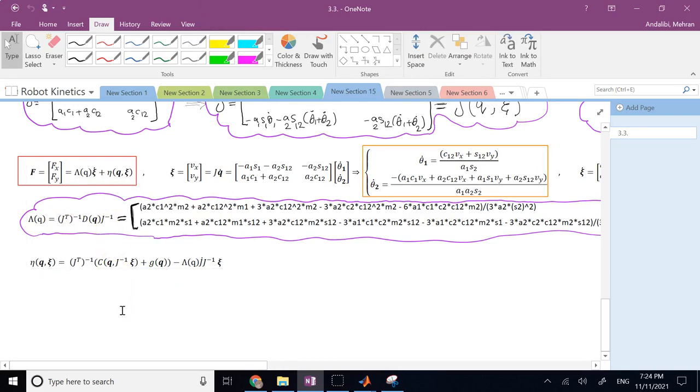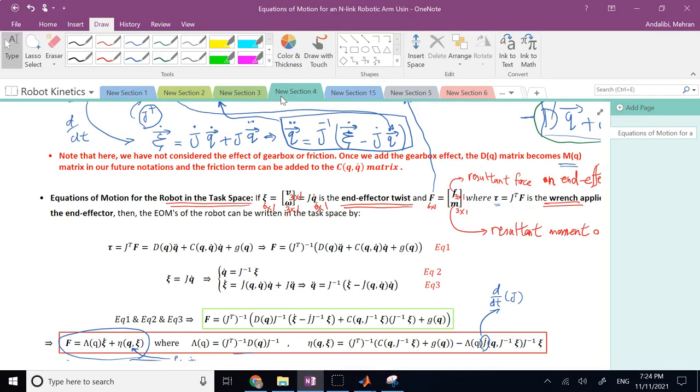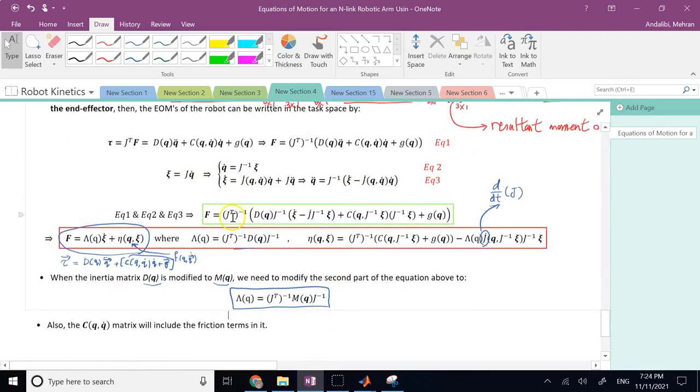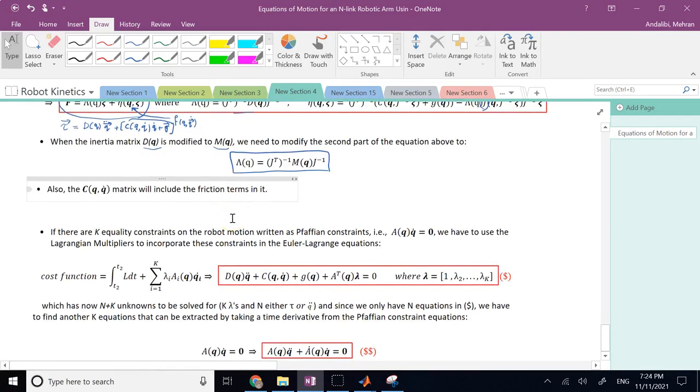So don't look for nice looking equations in task space. They are typically scary looking. And as I said, in my next video I'll show you using MATLAB symbolic. But they are typically long, big matrices.